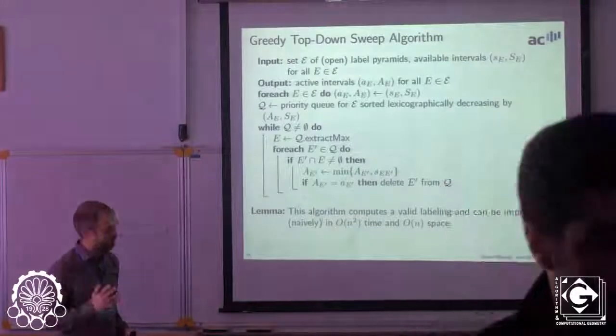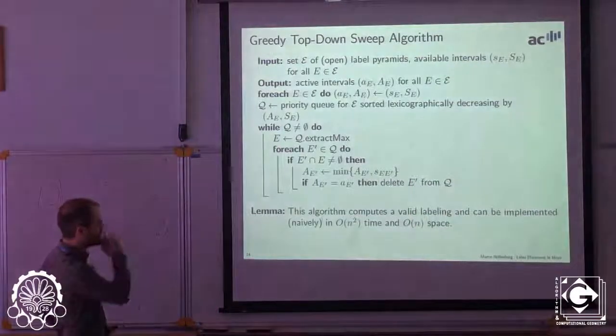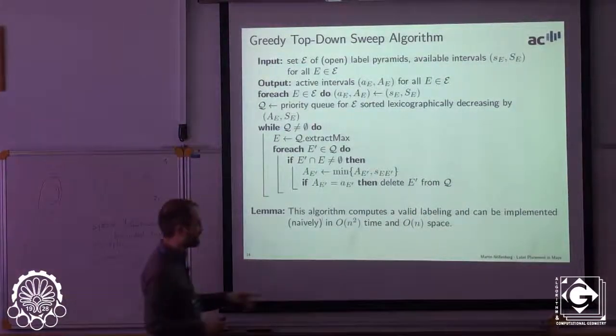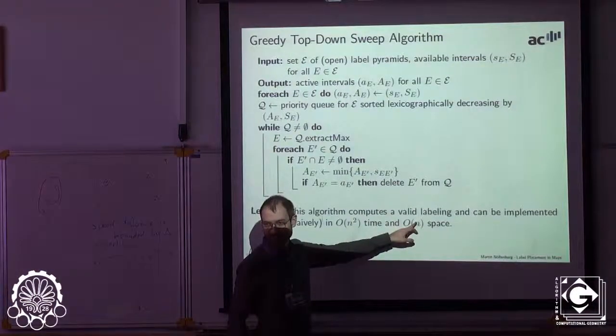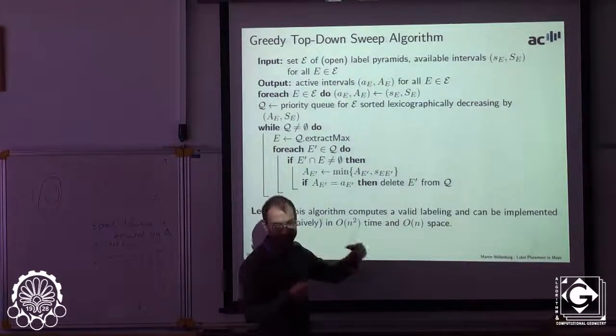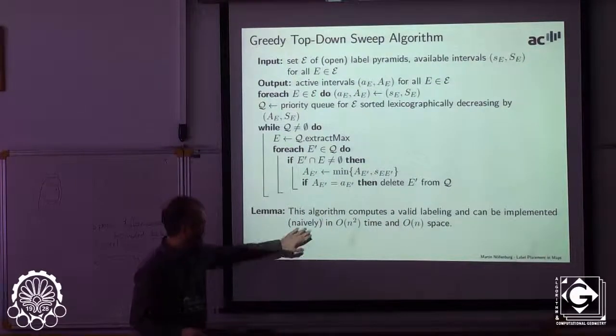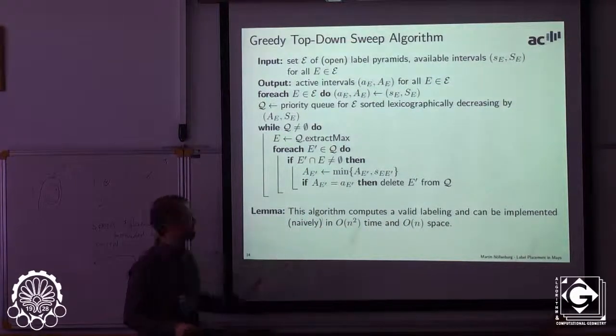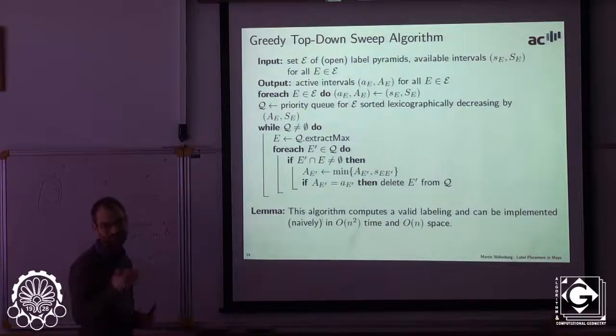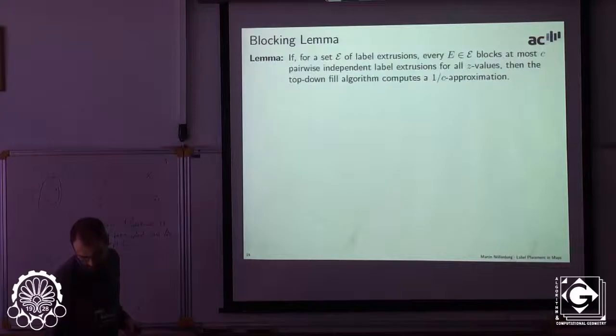Okay, so this algorithm that we have here certainly computes a valid labeling in the sense that we have no conflicts in the end, because we made sure that we remove all the conflicts. And if you don't worry too much about efficiency, you can do this in n² time and n space. We'll do it slightly better in a few minutes.